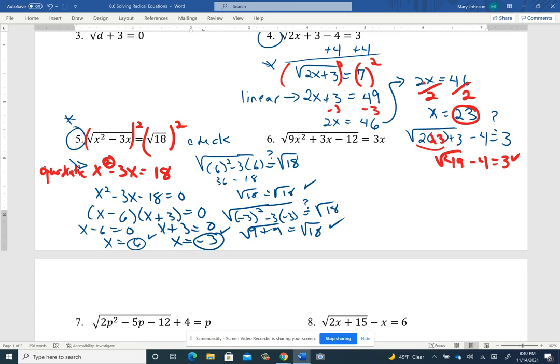The second you square both sides or raise both sides to the 4th power, make a mental note that you need to check your answers. Okay.